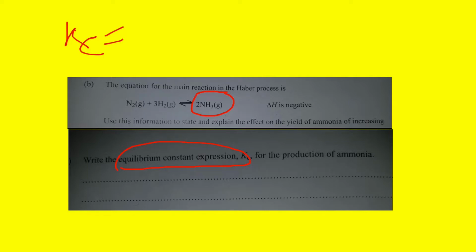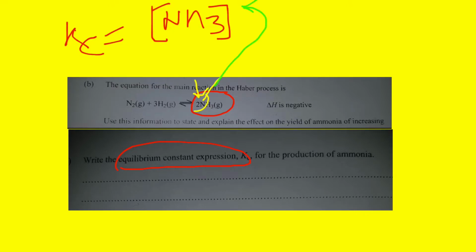So write NH3 in the numerator in a square bracket, and then the coefficient before it, you can see 2 is written here. So this 2 will become the index, the power of this. So it will be written like this, NH3 raised to 2.